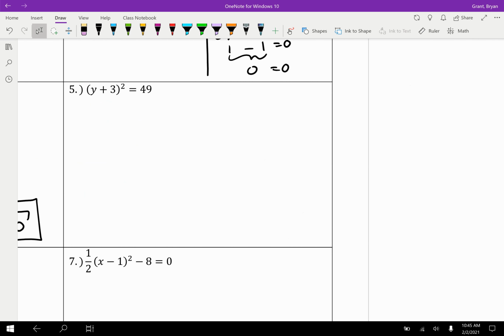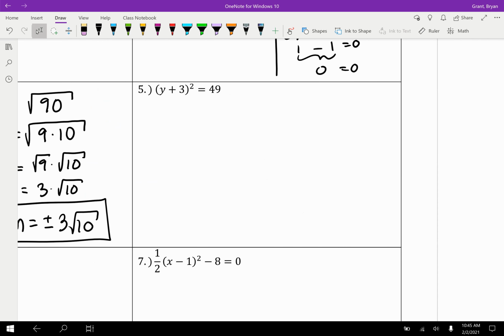Problem 5. Now, 5 is a whole different variety. Definitely a little bit strange. Absolutely need to pay close attention to it. So we have SADMAP once more. First, we try to undo addition and subtraction, but we can't. The addition is locked inside of the parentheses. And anytime you have something in parentheses, you can't get to it until you drop the parentheses, until you undo them. So we can't do addition and subtraction yet.